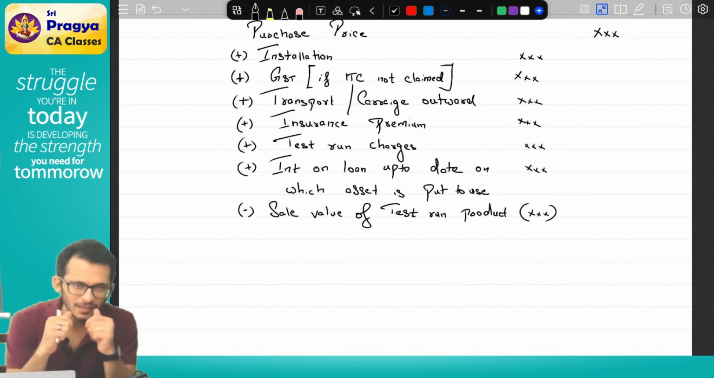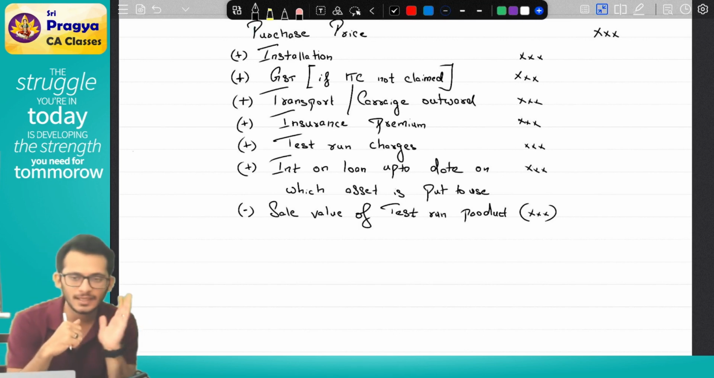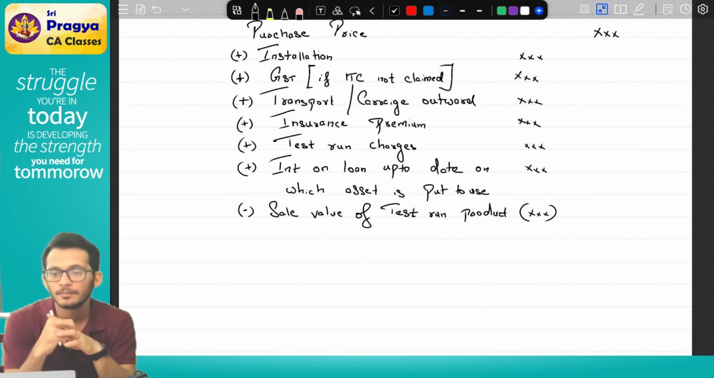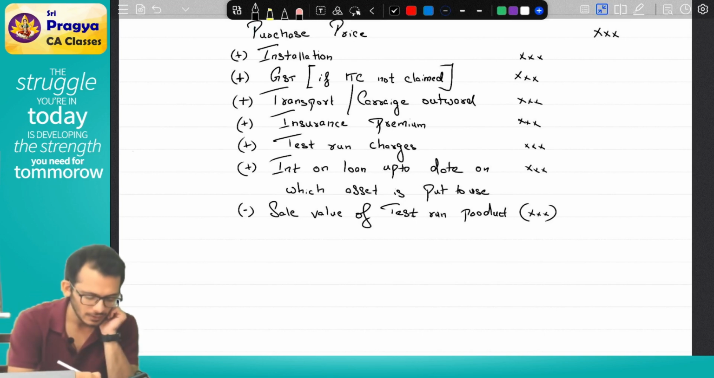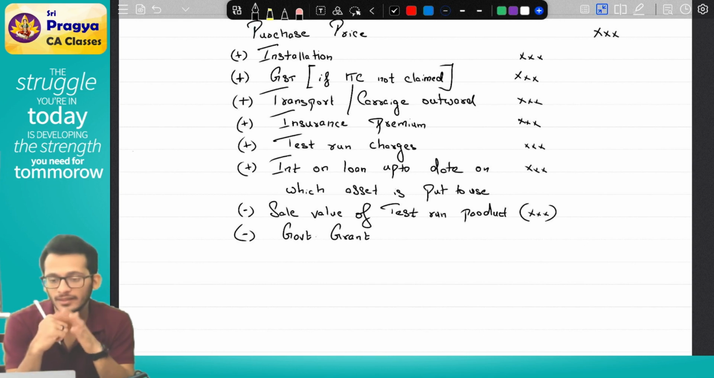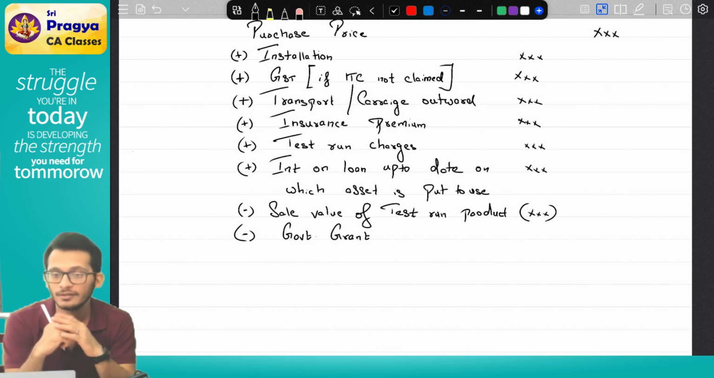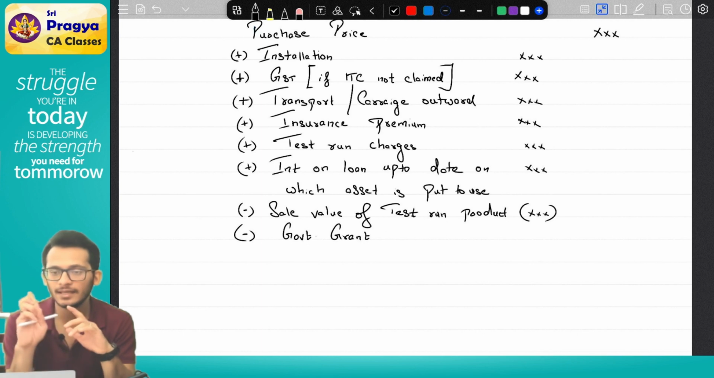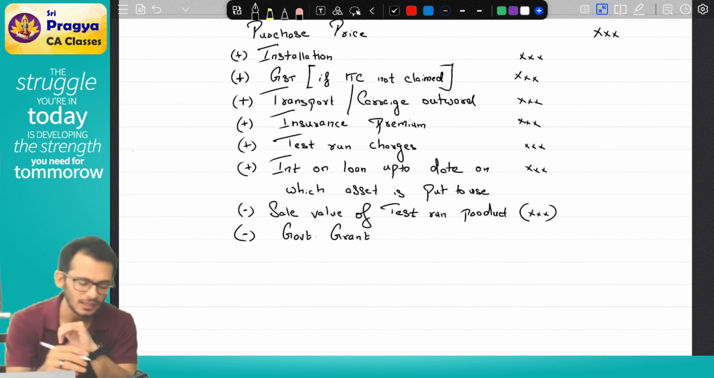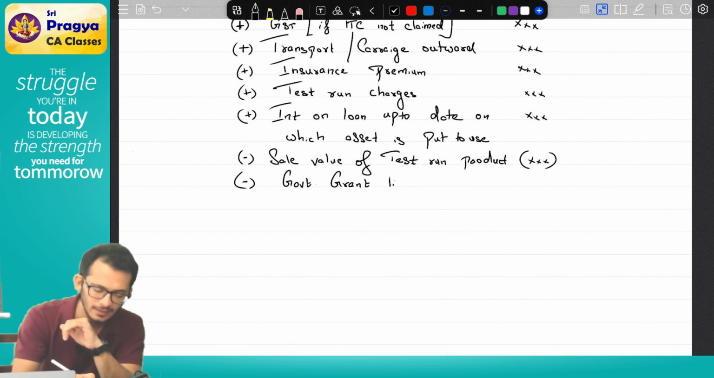Now, I paid 1 crore. Government gave me back 10 lakhs. Technically, my cost has become 90 lakhs. How is my cost becoming 90 lakhs, Rahul? Because I have to reduce the government grant. Now, understand, when you are trying to reduce government grants, you cannot reduce every government grant. If government is giving you a grant for you to do your normal business, is it linked to my asset? No. So I am only talking about government grants which are linked to the asset.